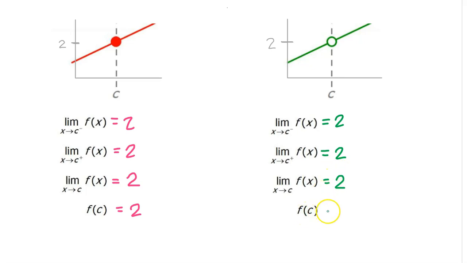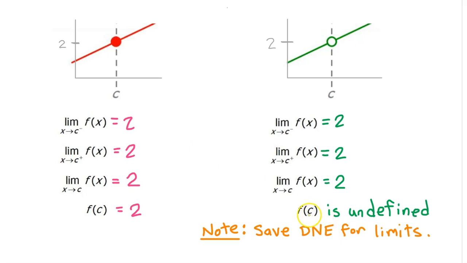However, f at c is undefined. f at c means the value of f right at c. There's an open circle here, and there's no closed circle anywhere else to give us the value of f at c. So we say f at c is undefined. Notice we do not say f at c does not exist. Save the expression does not exist for limits.